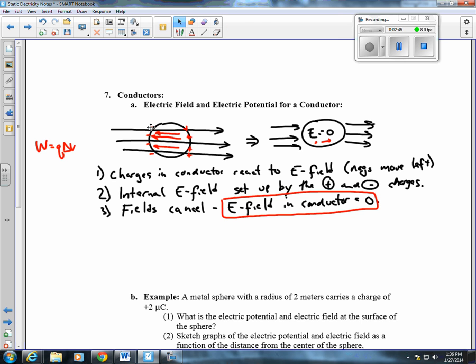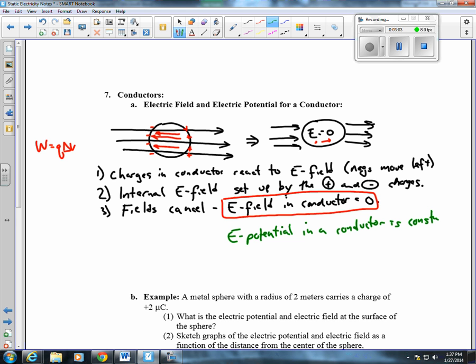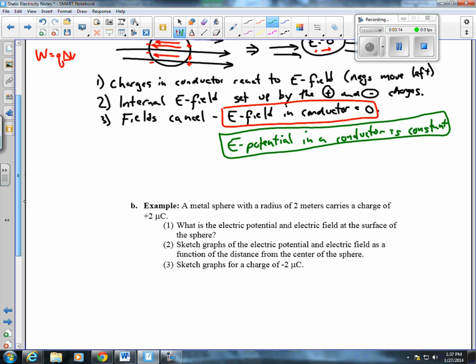So the voltage, or the electric potential, in a conductor doesn't have to be 0, because the change has to be 0. The delta V has to be 0. It is constant. So if I know the voltage somewhere on that sphere is plus 8, that means everywhere on that sphere is going to be plus 8.